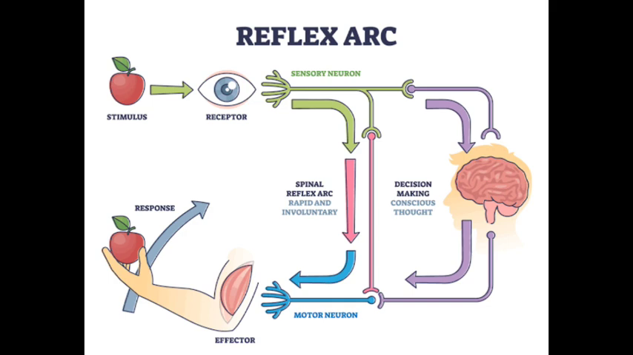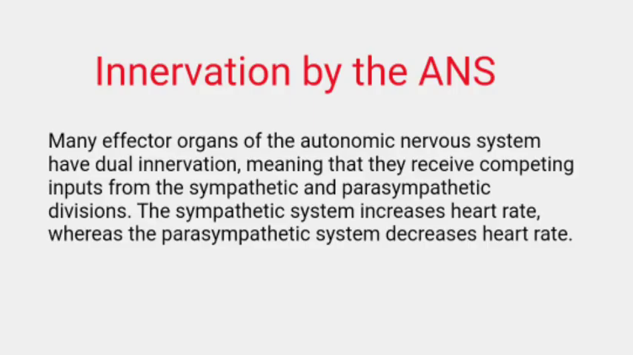Now let's talk about the innervation by the autonomic nervous system. Many effector organs of the autonomic nervous system have dual innervation, meaning that they receive competing input from the sympathetic and parasympathetic divisions. The sympathetic system increases heart rate, whereas the parasympathetic system decreases heart rate. In other words, we can say that in dual innervation, most organs in the body are innervated by both divisions of the autonomic nervous system. Thus, vagal parasympathetic innervation slows the heart rate, and sympathetic innervation increases the heart rate.